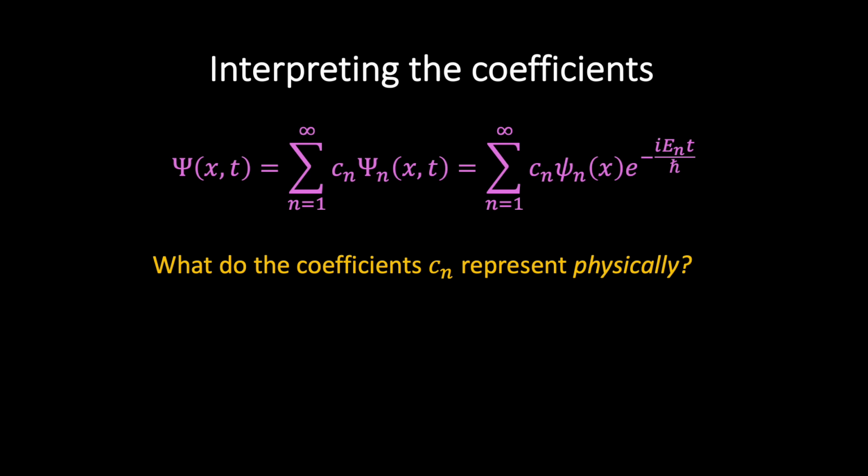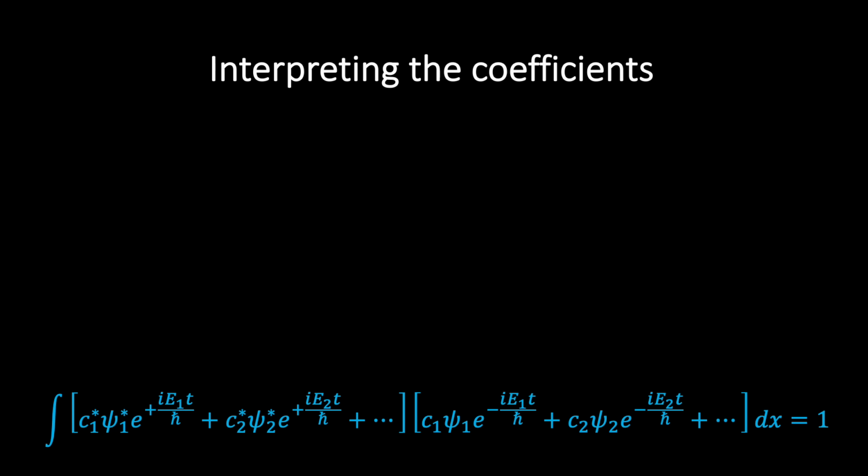Let's begin by normalizing the general wavefunction expression, which, as you now know, requires that the integral of the modulus squared of the wavefunction is equal to 1. For our general wavefunction, we need to then evaluate the following integral. Now, hopefully you can see by staring at this expression long enough that when we multiply out the square brackets, this integral will contain two types of terms.